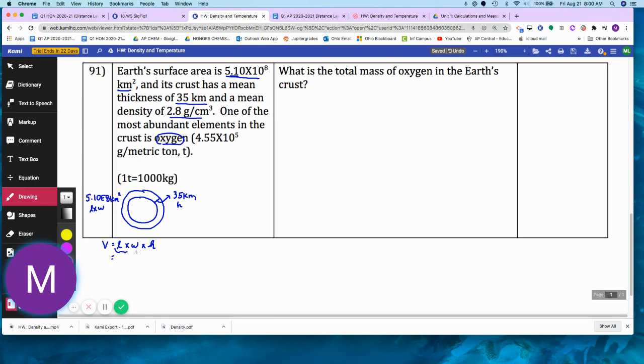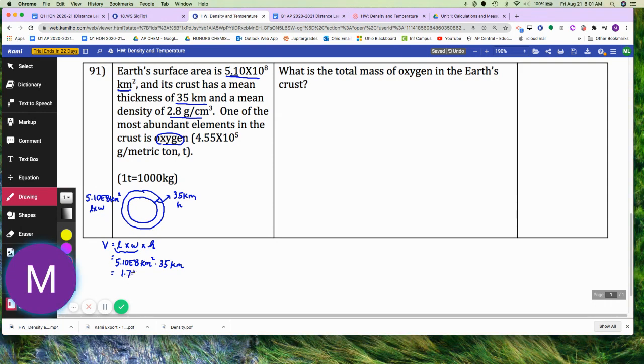Okay, so the length times width is 5.10E8 kilometers squared. Fortunately, we don't have to convert this because it's already in kilometers. So times 35 kilometers, and we get 1.7. I'm going to go ahead and carry out a little bit more sig figs, and I'm not going to round until the very end. E10 kilometers cubed. Okay.